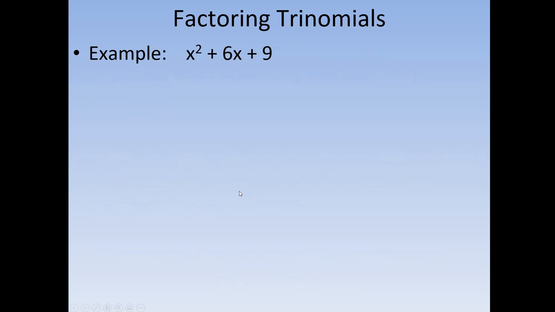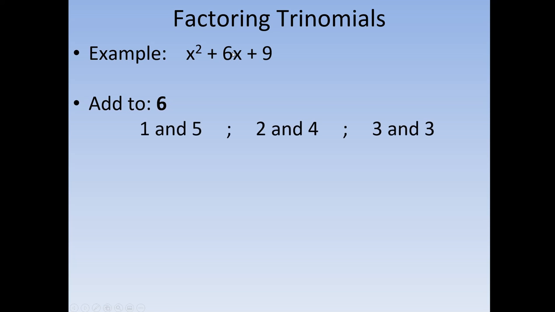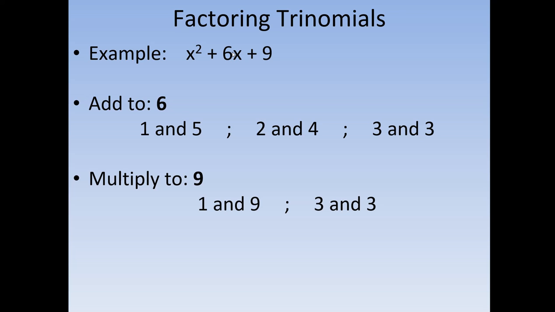All right, so just for a quick example to see what I mean by that. Here we have a trinomial. It has a leading coefficient of 1 and a power of 2. There's three terms. 9 is the last term and 6 is our middle term. So we need numbers that add up to 6. These are three sets of numbers: 1 and 5, 2 and 4, 3 and 3. Then we also have to find numbers that multiply to 9: 1 and 9, 3 and 3.